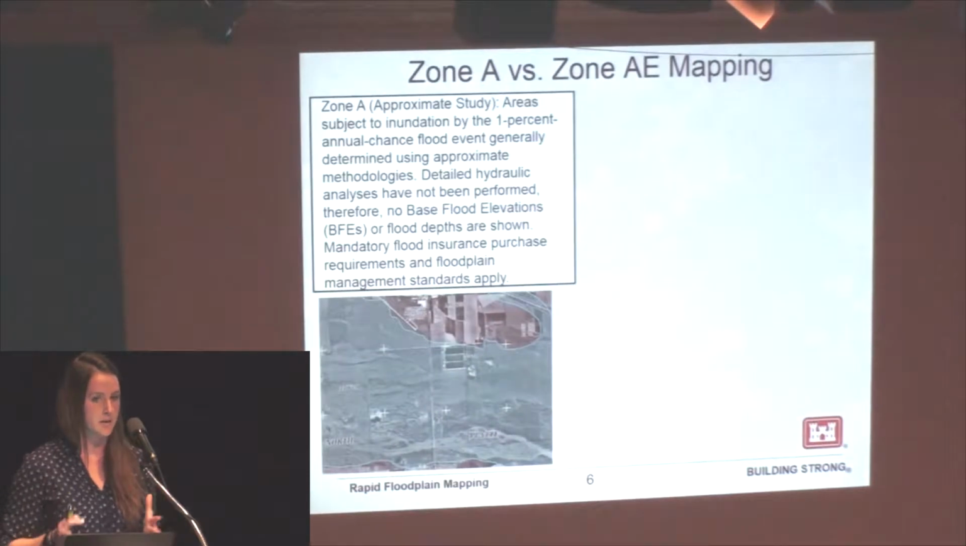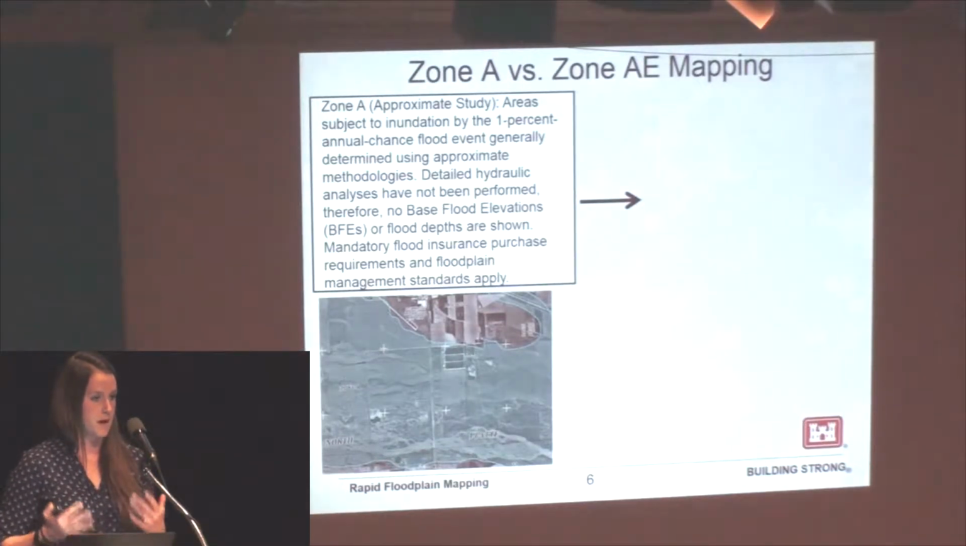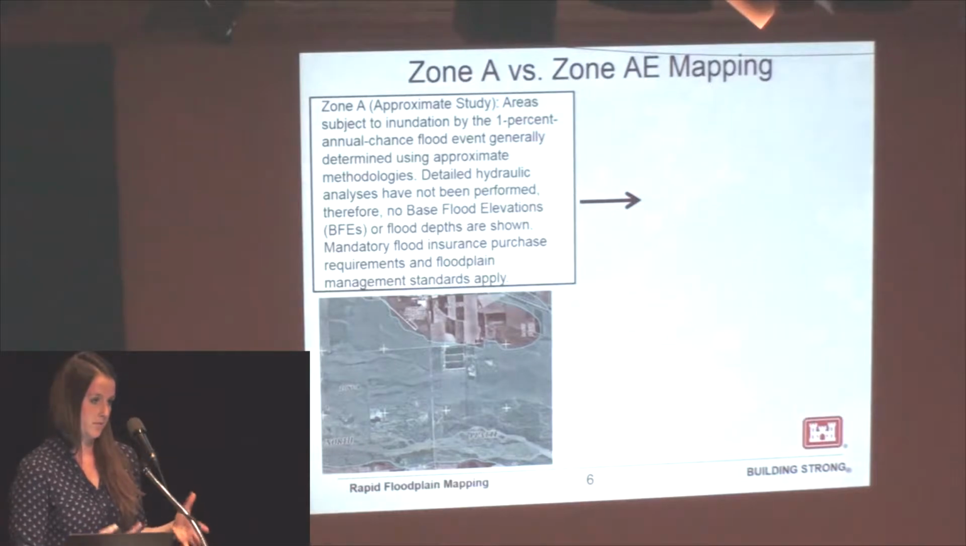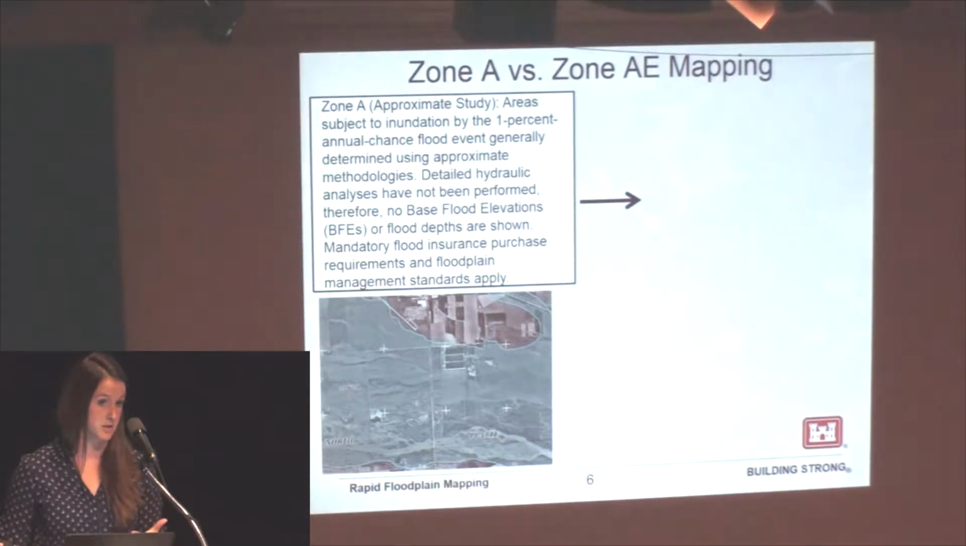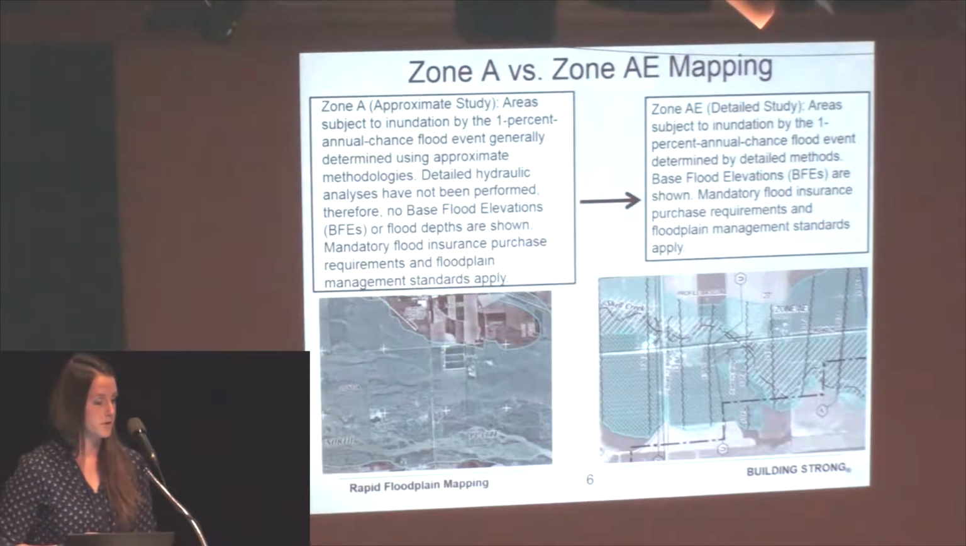I don't know the technical background of everyone in the room, but I'm going to explain the difference between Zone A and Zone AE mapping. Zone A was how we mapped this entire project, and it's an approximate study. It basically just gets a floodplain map on a map and gives people an idea of their flood risk so that they can make risk-informed decisions. Zone AE mapping requires a flood insurance study and some extra paperwork, but ultimately it's a more detailed study that also incorporates some bridge data and some structure data.